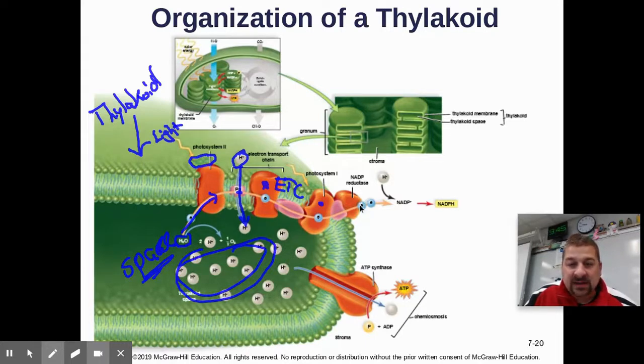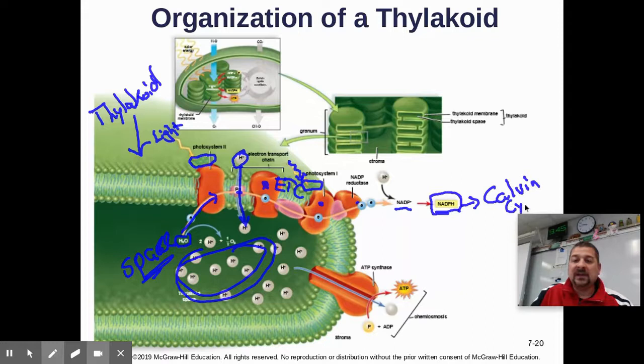The spent electron down here can be used. Here's NADP reductase, and here's photosystem 1 right here. In comes more light. It's re-excited, and then that's used to reduce NADP+ into NADPH, which is going to go to the Calvin cycle. And those electrons are going to be used to reduce carbon dioxide, CO2, into our sugar.